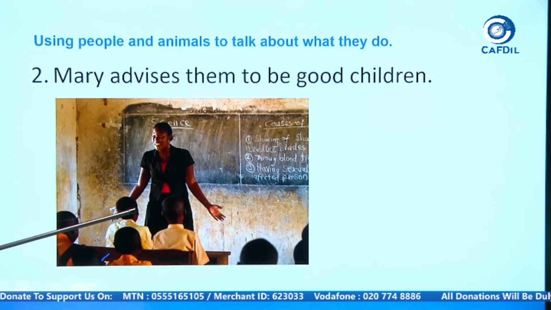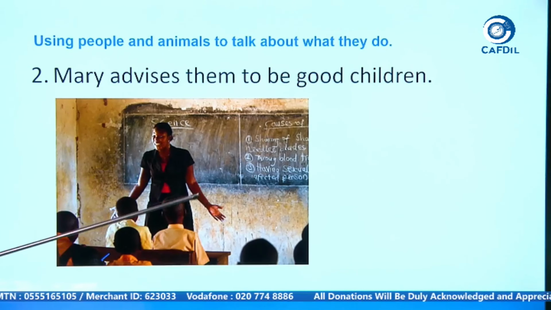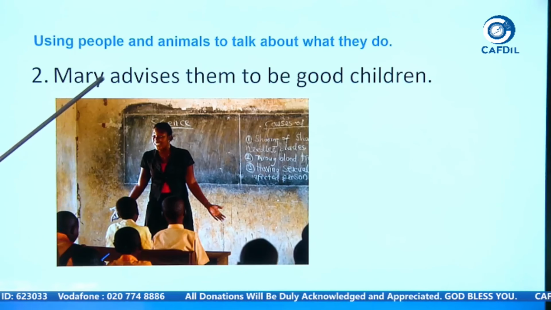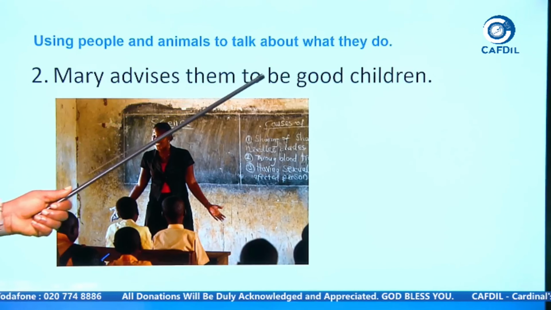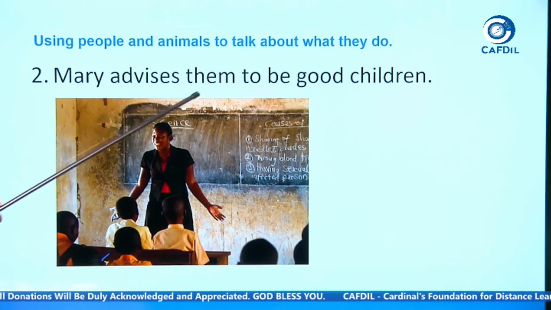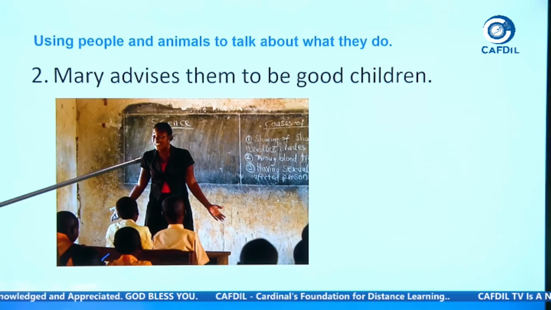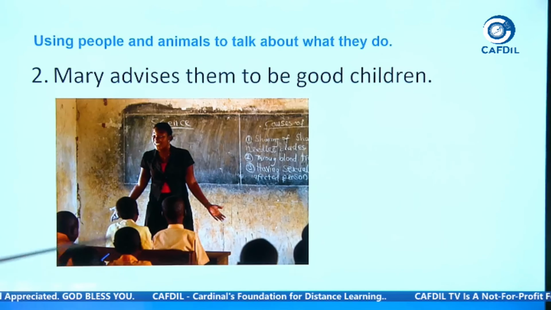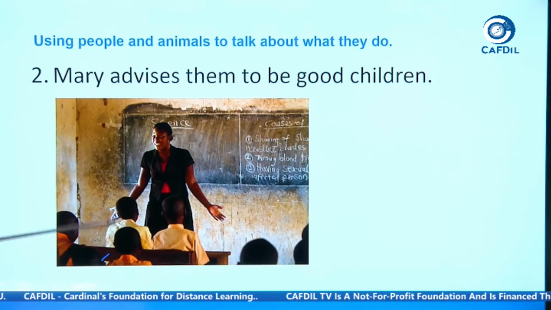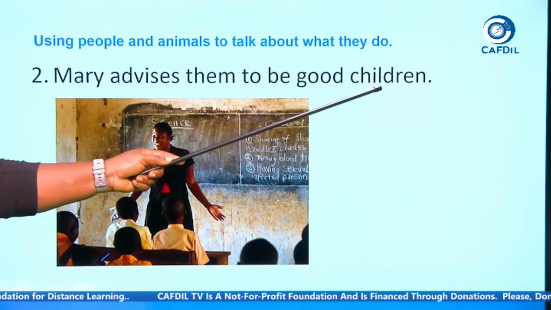So we're going to form a sentence using Mary to describe what we see in the picture. Mary advises them to be good children. So we see Mary advising the children to be good. So Mary advises them to be good children.